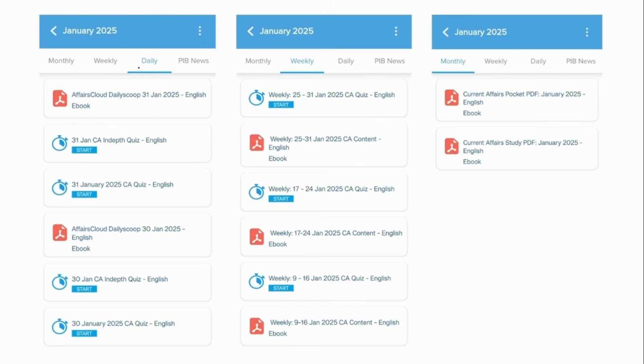Next, you can access the daily current affairs on a daily basis, weekly basis, and also on a monthly basis. After reading the weekly or the daily news, you can also attend our quiz in order to strengthen your knowledge. Under the monthly current affairs, there are 2 types of PDF available. One is the pocket PDF, the other one is the normal PDF. The pocket PDF will give you a brief content of our current affairs, and the normal PDF will provide you a detailed analysis of the current affairs. So it is always preferable to read the detailed analysis and then go through the pocket PDF.